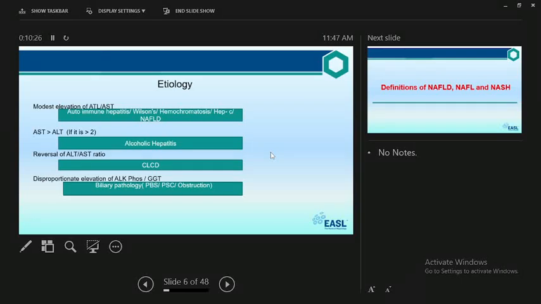An AST elevation more than two times that of the ALT is seen in patients with alcoholic hepatitis. If you see such a report, always check what the gamma GT is. That might confirm that this is due to alcoholic hepatitis, because we don't have alcohol levels available in our country. So we need our clinical judgment and some biochemical suspicion. And reversal of AST-ALT, I told you, could be due to liver disease.